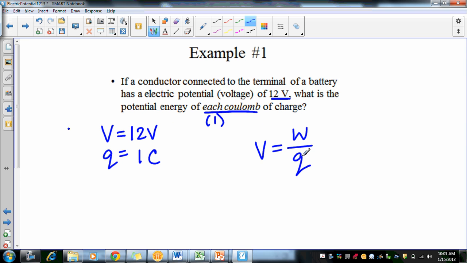So we're going to plug these in. We have 12 volts equals W over 1. And so we get the amount of potential energy is 12 joules. So you can imagine if you have more charge, more coulombs of charge, you have to do more work to have the same potential. If you have a very high potential, that means there's a lot of energy.